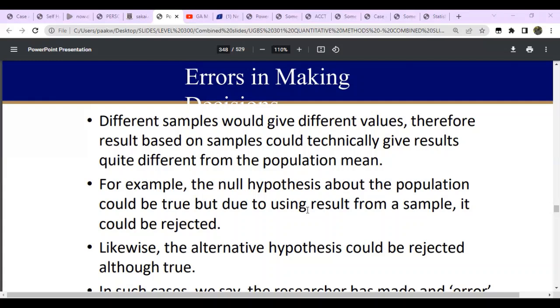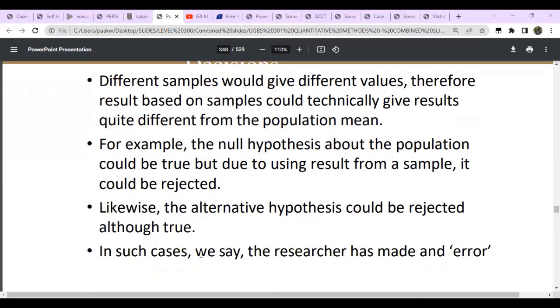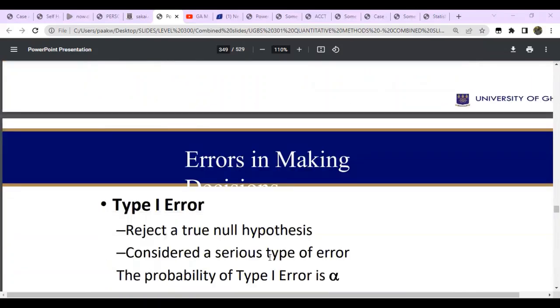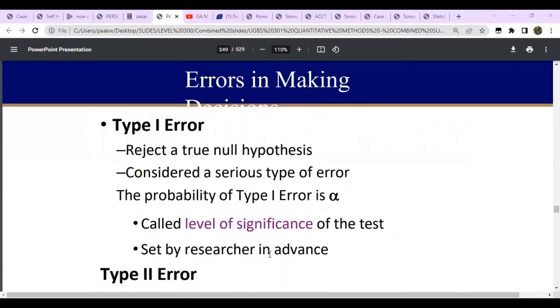Likewise, the alternate hypothesis could be rejected, although true. As I've explained earlier, in such cases we say the researcher has made an error. For the purpose of this course, we have only two types of errors: type 1 error and type 2 error. Type 1 error is when a true null hypothesis is rejected. So the first type of error, type 1 error, is when you reject a true null hypothesis.